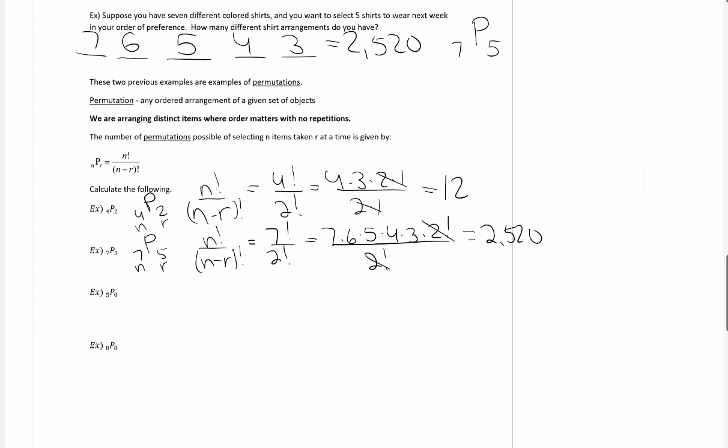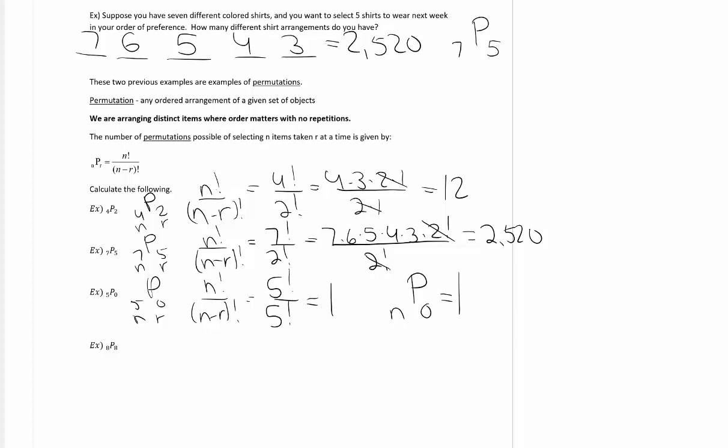Okay, a permutation of 5 things taken 0 at a time. Again, writing it out, n and r, the formula. That's 5 factorial. 5 minus 0, that's 5 factorial. So 5 factorial divided by 5 factorial, that is 1. So when I have a permutation of n things taken 0 at a time, that's 1.